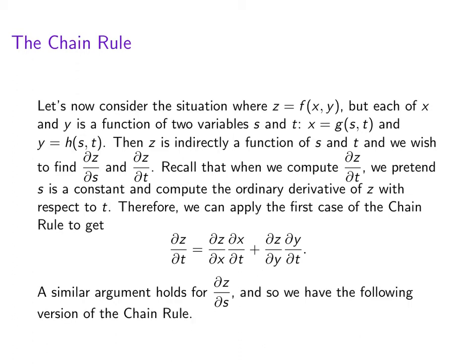And so what we get now is this version of the chain rule. So this is the second case of the chain rule. The difference now, again, being that x and y are each functions of two independent variables.